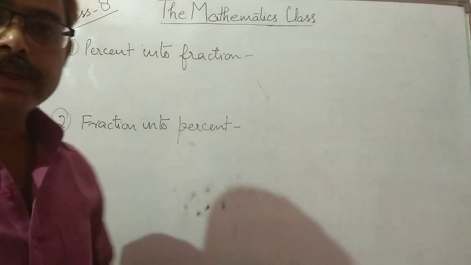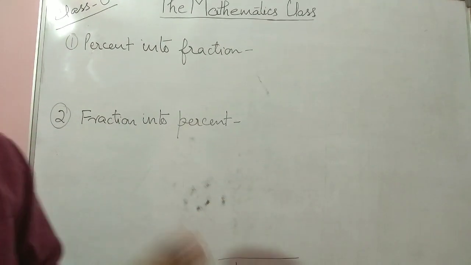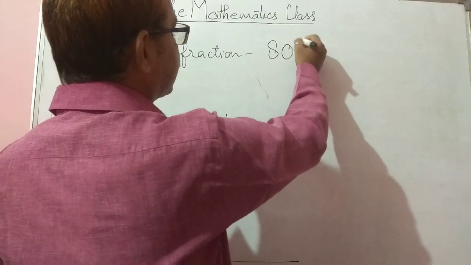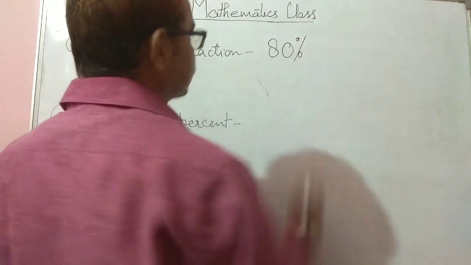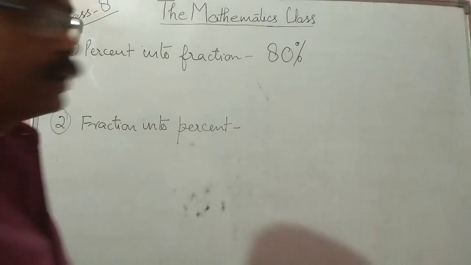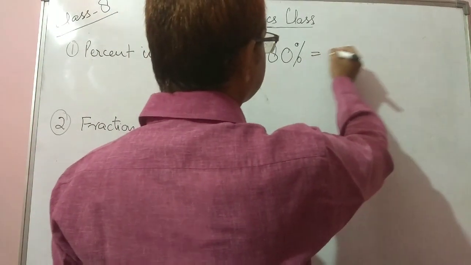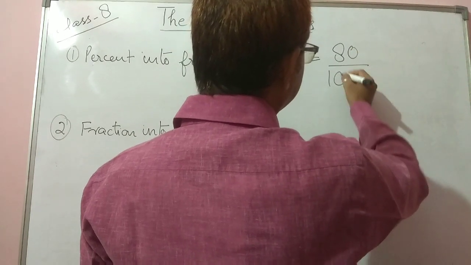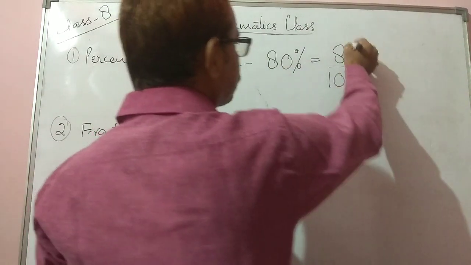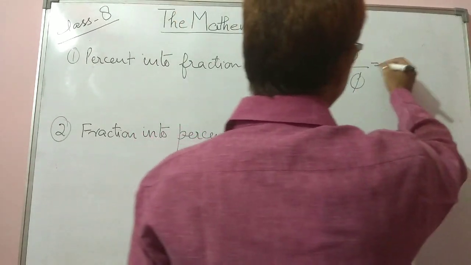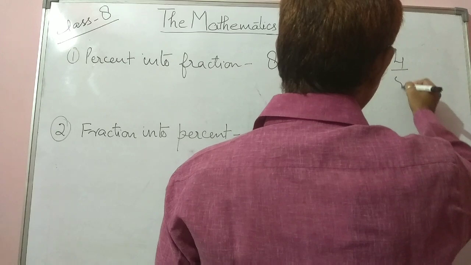How do we convert percent into fraction? That is very easy. Let's take 80%. Now you know percent means per 100, so 80% can be written as 80 upon 100. Now you can solve them. 0 and 0 cancel. 2 4s are 8, 2 5s are 10. So it can be written as 4 upon 5.